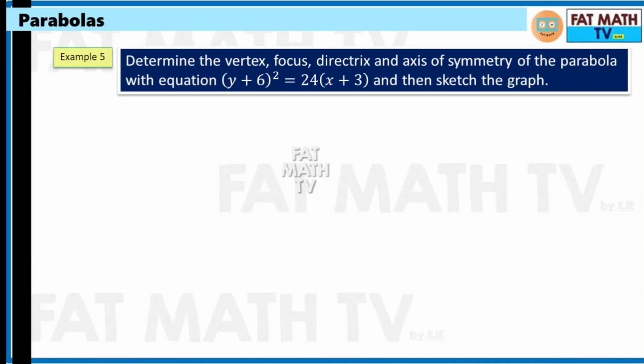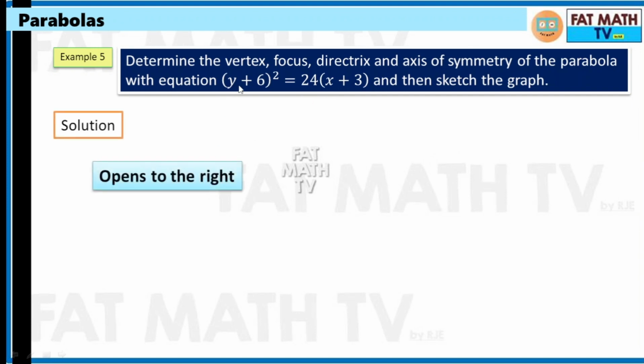Another example, number 5. This time we have already a k and an h. So (y + 6)^2 = 24(x + 3). Here the vertex is no longer at (0, 0), but at a certain point (h, k). Since y is being squared and we have a positive on the right, that parabola opens to the right. So for the vertex, we have the h and the k.